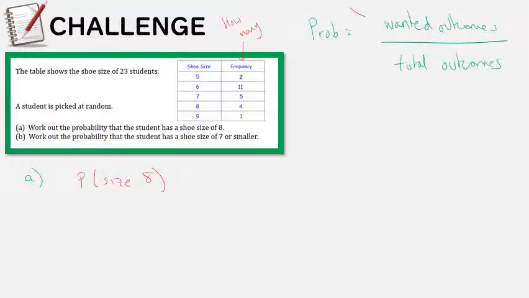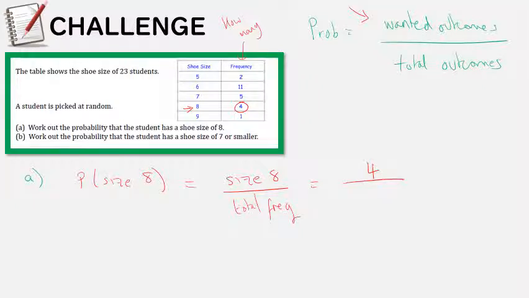The first bit of my probability is the wanted outcome. So that is how many people have this size 8. So that's going to be the top half. And the bottom half of the equation is the total number of outcomes. So the total number of people asked, or the total frequency. So how many people were size 8? We've got to look at this row here, look at the frequency, and we can see that is 4.